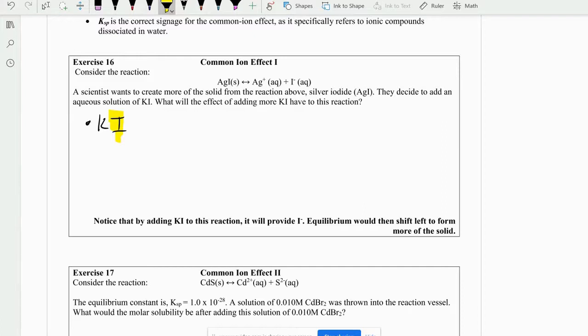Okay, does that make sense? So if we went ahead and added potassium iodide into this reaction vessel, we would get an increase in concentration of the iodide ions. Yes, we would have potassium, but in this case, iodide and silver will form silver iodide. So by virtue of just adding potassium iodide solution, it would cause a greater concentration of iodide ions and therefore allow this reaction to shift left to form more of the silver iodide in solution. So I'm going to go ahead and write that.